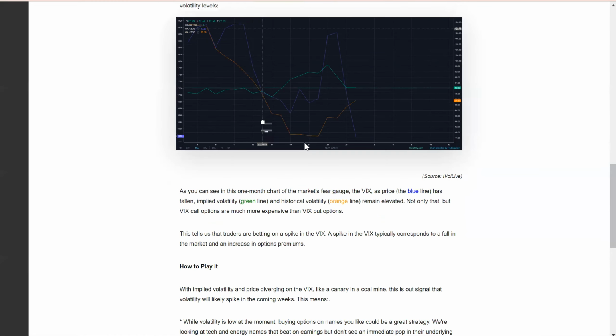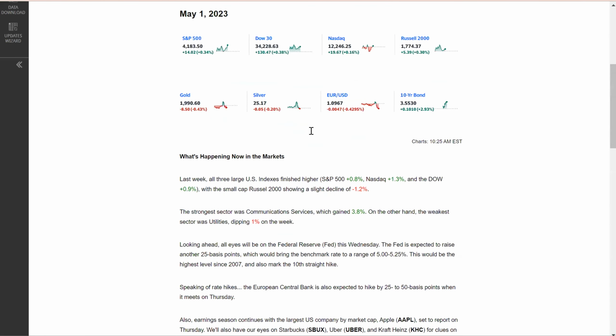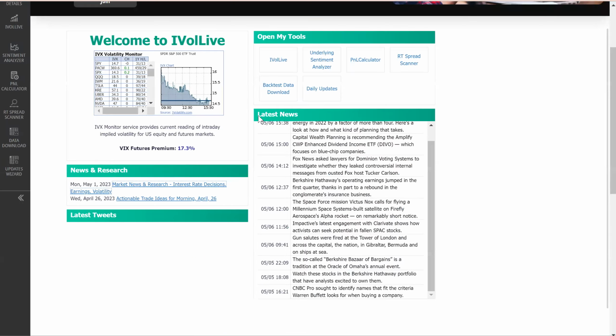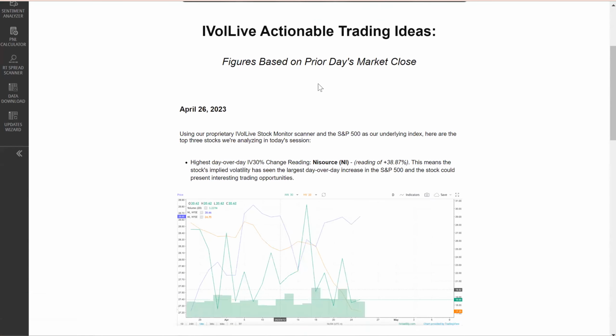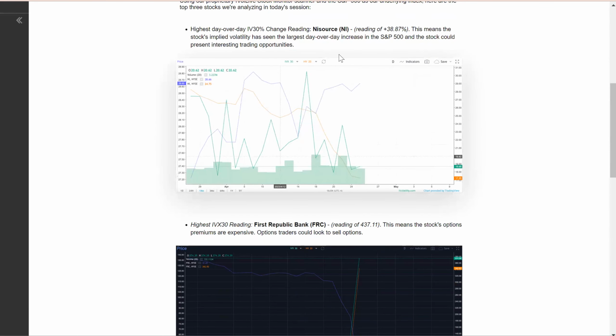Especially, we're always looking at interesting trends with implied volatility. That's obviously because we're IVolLive. We're very well known for our IVX features and our implied volatility features. And what we do is we highlight interesting trends that we see there, and we also highlight interesting trends here with actionable trading ideas. So you can see as we run these scans within our system, if we see something that pops out as unique or interesting, we'll highlight it in these actionable trade ideas.